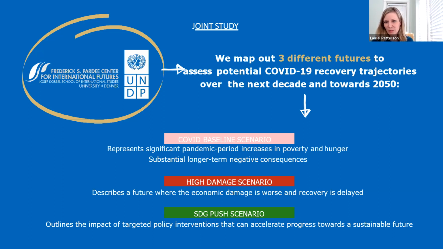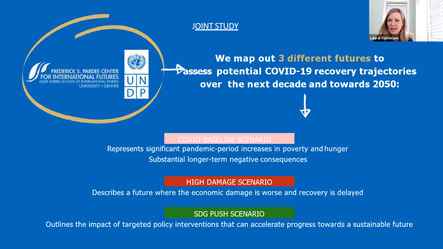And so what we've done is put together these three scenarios, and we'll walk you through the data next. One is really a baseline scenario. This represents significant impact on poverty and on hunger as a result of COVID, but at a level that's pretty much in line with World Bank poverty-related projections as those look right now.